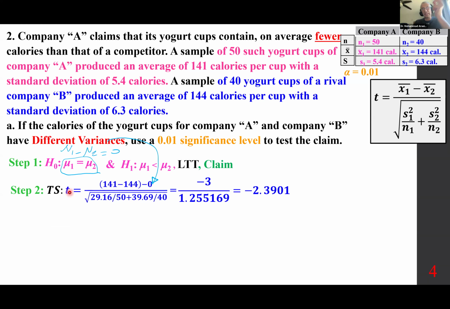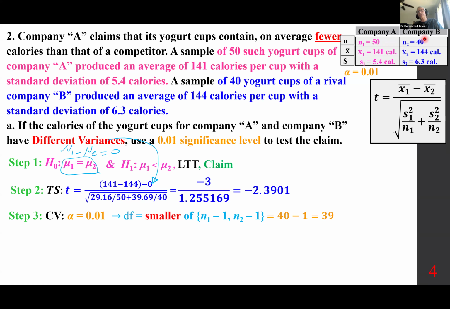And it's important to understand it's T, not Z, because sigma is, of course, missing. So alpha is 0.01. And the way the degrees of freedom works, the formula is pretty complicated. So when we have limitations, we use the smaller of the two, meaning the smaller of n1 minus 1 and n2 minus 1. This is 50 minus 1, 49. This is 40 minus 1, 39. So we use 39. This is again for the limitation. I will show you the formula that is pretty complicated.